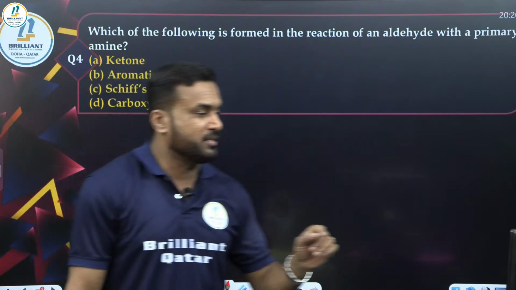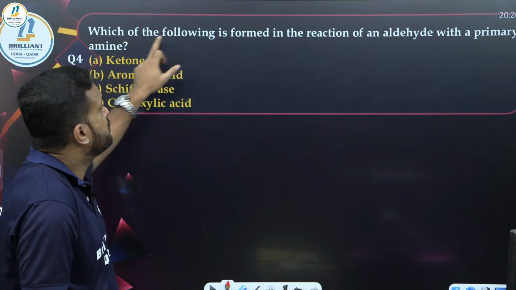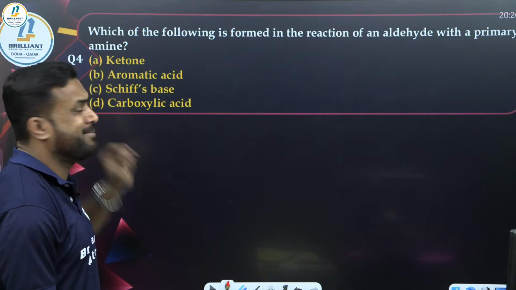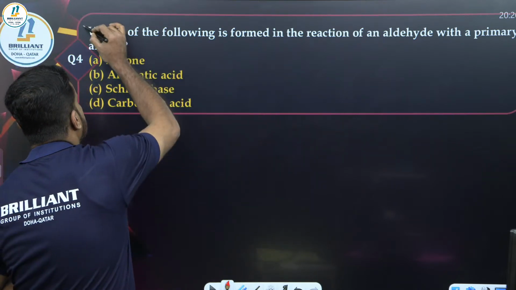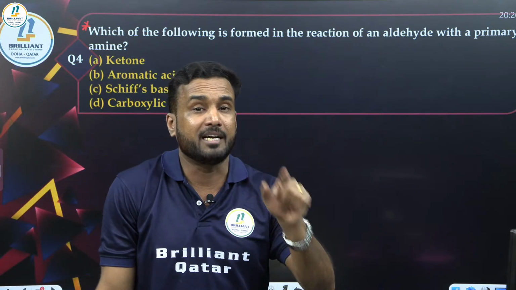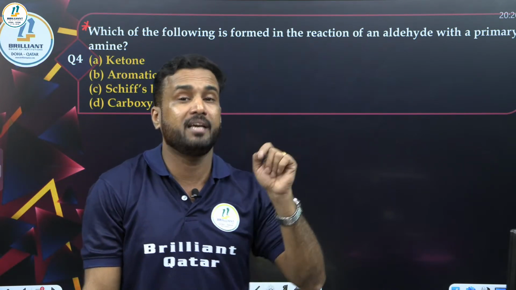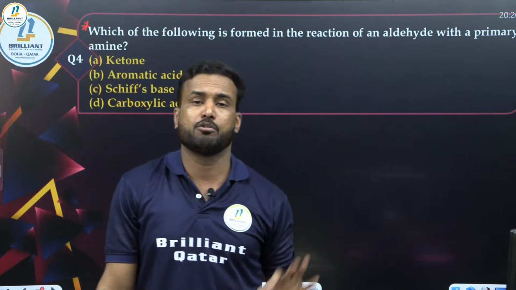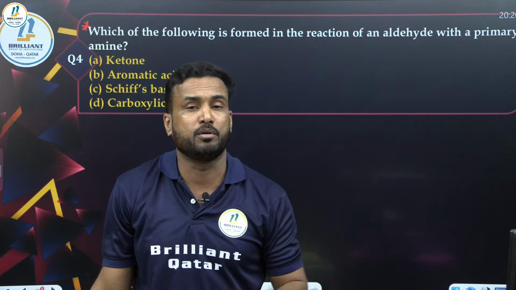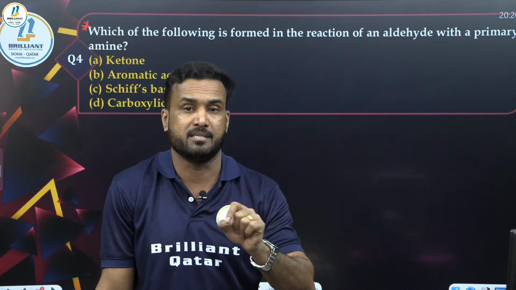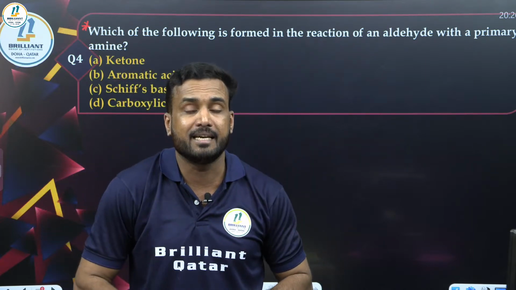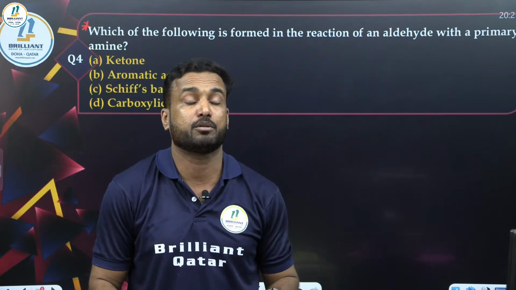Dear students, read the question. Which of the following is formed in the reaction of an aldehyde with a primary amine? Keep in mind, this question you might have gone through very rarely. You might have heard about Schiff's base, correct? Because we have the same in our syllabus, it's not out of syllabus. Schiff's base we learned in case of glucose. Glucose does not react with 2,4-DNP, glucose does not react with Schiff's base. We have a detailed study of Schiff's base in competitive exams, but I'm not going to explain that in detail. But Schiff's base is given as a part of the syllabus.